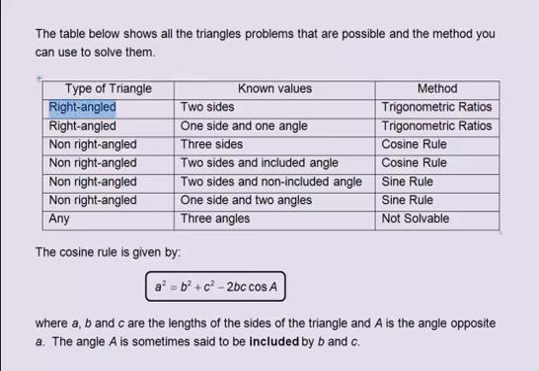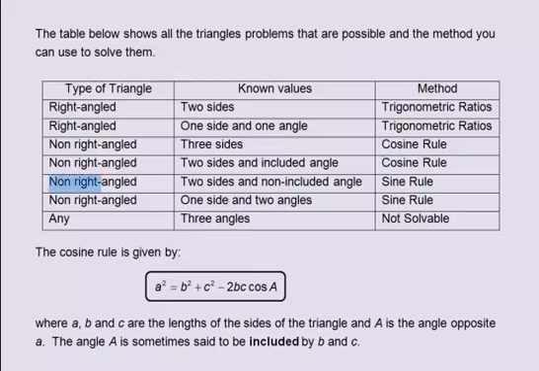For right-angled triangles, when you know two sides, you use trigonometric ratios. For right-angled triangles, when you know one side and one angle, you use trigonometric ratios. For non-right-angled triangles, where you know three sides, use the cosine rule. Where you know two sides and an included angle, you use the cosine rule.